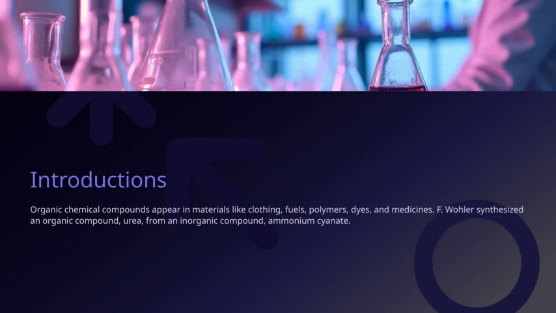Organic chemical compounds are all around us, appearing in everyday materials like clothing, fuels, polymers, dyes, and even medicines. These compounds are fascinating because, historically, people thought they could only be made by living organisms. But then, F. Wohler challenged that idea. He managed to synthesize an organic compound called urea from an inorganic compound, ammonium cyanate.